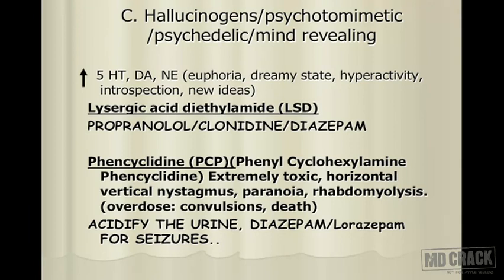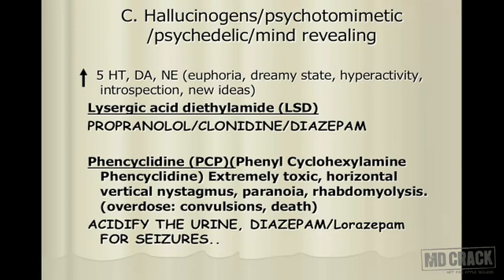Easy to remember, the previous group was also producing sympathetic stimulation. I'm saying about cocaine and amphetamine, if you remember. And this group also increases 5-HT, dopamine, norepinephrine. And coincidentally, both the groups, the drugs are alkalis in nature. And this is why for cocaine and amphetamine, you need to acidify the urine in case of toxicity. And also for LSD and PCP, you need to acidify the urine. So acidification of urine and then diazepam or lorazepam will be useful to treat the seizures.